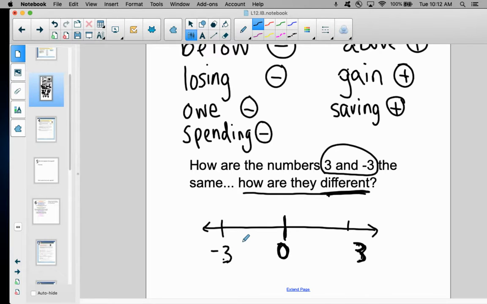But a similarity, if you were listening carefully, is that they are both the same distance away from 0, but one is to the right and one is to the left. So that would be a similarity. They're both 3 places away from that 0, but a difference is that one is positive and one is negative.